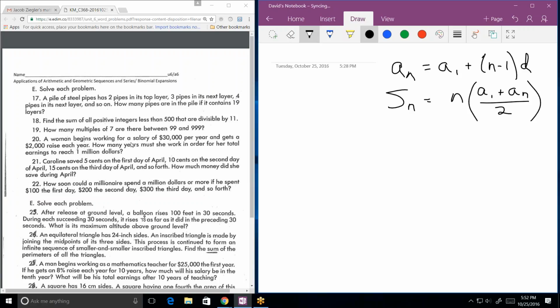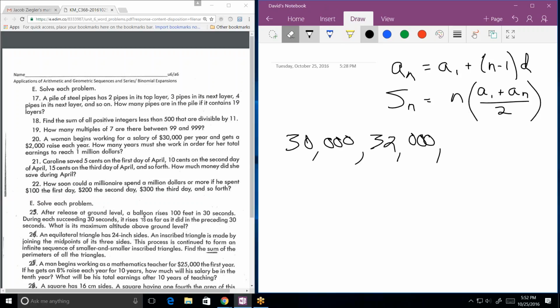A woman begins working for $30,000 per year, gets a $2,000 raise each year. Give me the sequence that we're looking at. What's the first term of the sequence going to be? The first term is going to be 30,000, right? What's the second term going to be? 32,000.